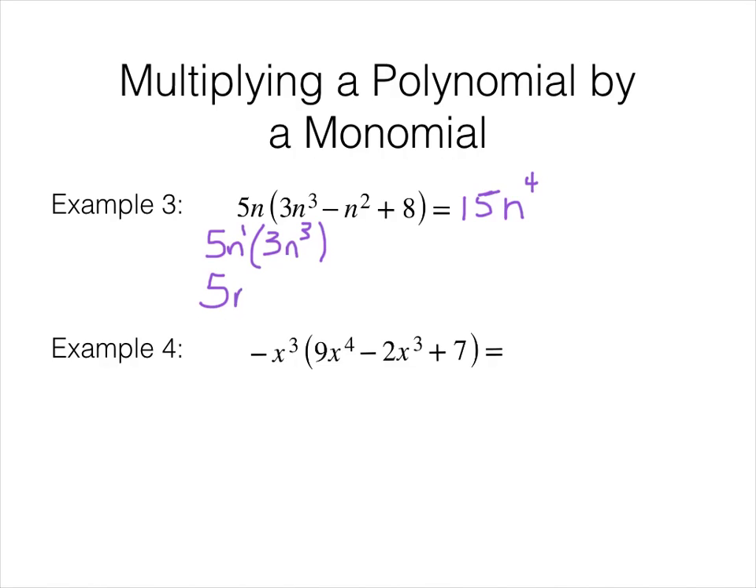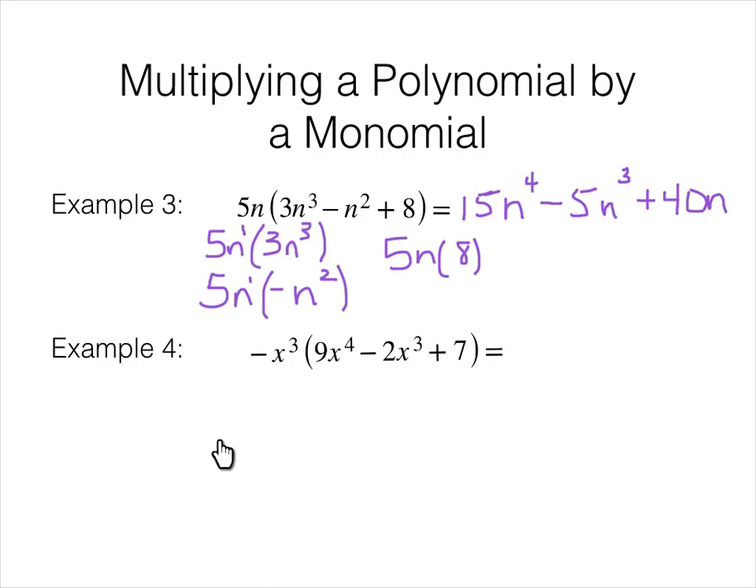Now we have 5n times a negative n squared. So that would be 5 times negative, negative 5. N times n squared would be n to the 3rd. And then 5n times a positive 8. 5 times 8 is positive 40n. So notice that because we multiplied a 1st degree monomial by each term here, the exponents each went up by 1. It was 3, 2, 0, and now it's 4, 3, and 1, invisible 1. Awesome. All right, now watch your signs.